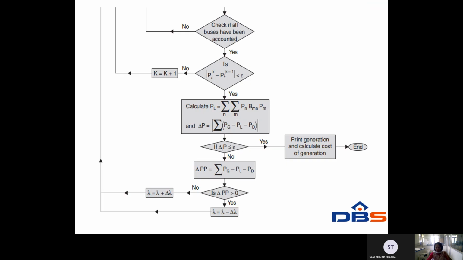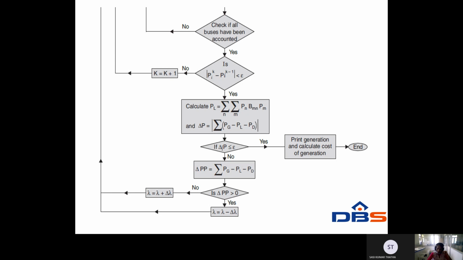Here we calculate the PL value and the delta P value. Again we check whether delta P is less than sigma, and when it is yes, we print the generation and calculate the cost of generation. When this condition is not satisfied, we again calculate delta P, which is equal to sigma of PG minus PL minus PD, and again check the condition: is delta P greater than 0?